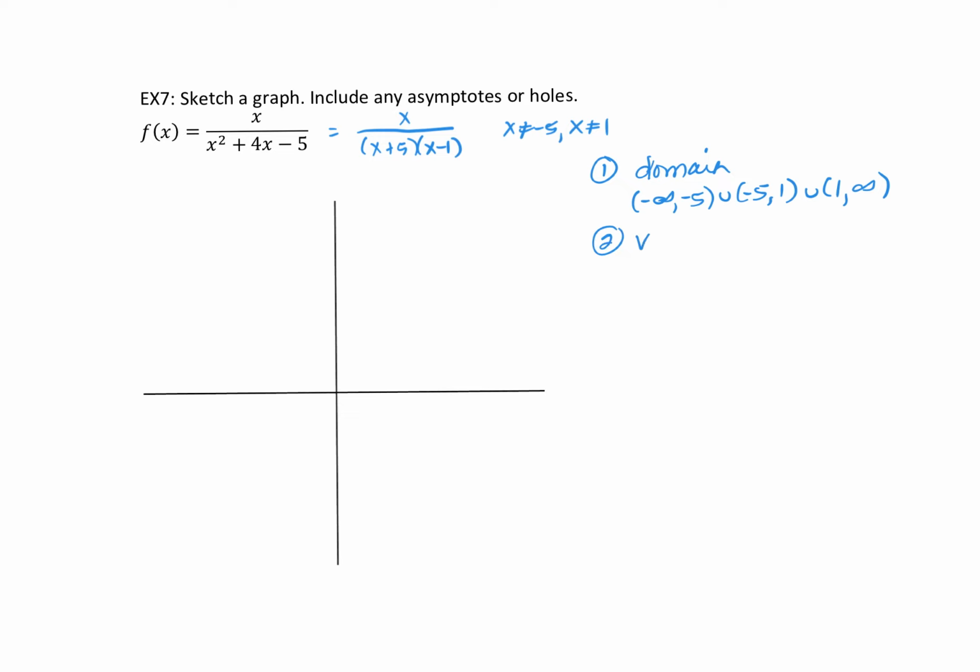Vertical asymptote. Nothing reduced, so I could see just by looking at that denominator that x equal to negative 5 and x equal to positive 1 would be my vertical asymptotes. I have no holes. No holes because nothing reduced.